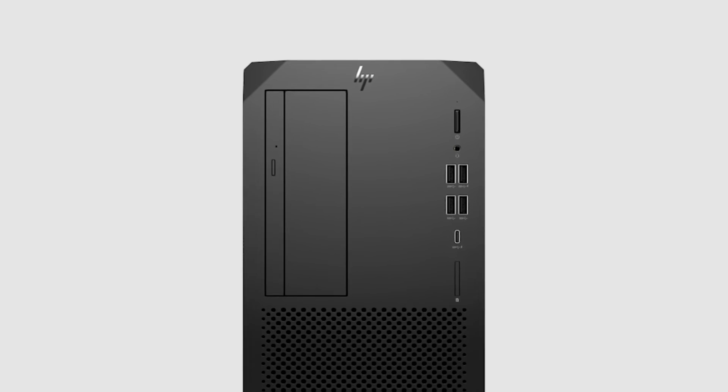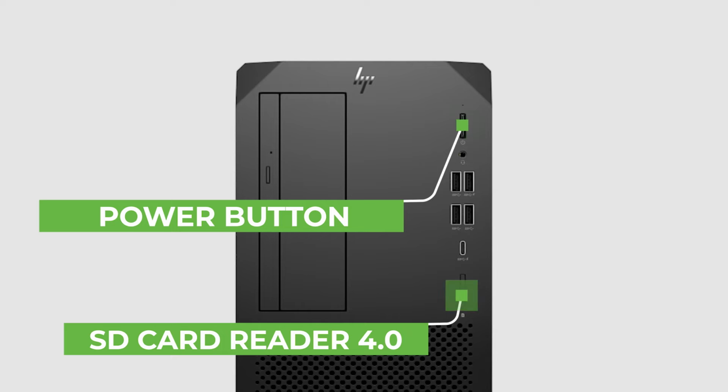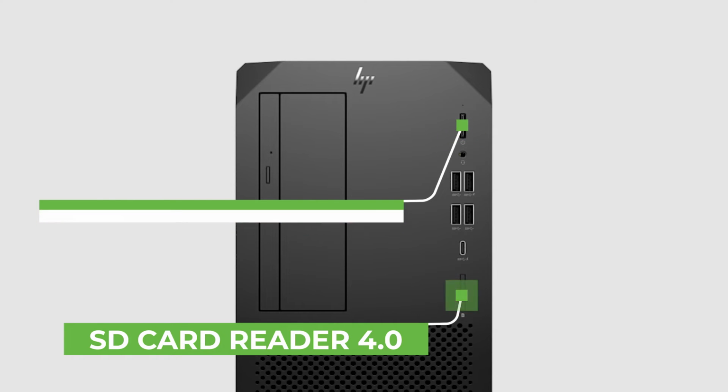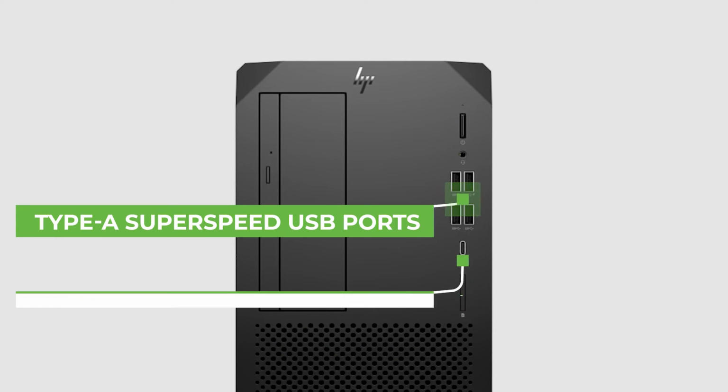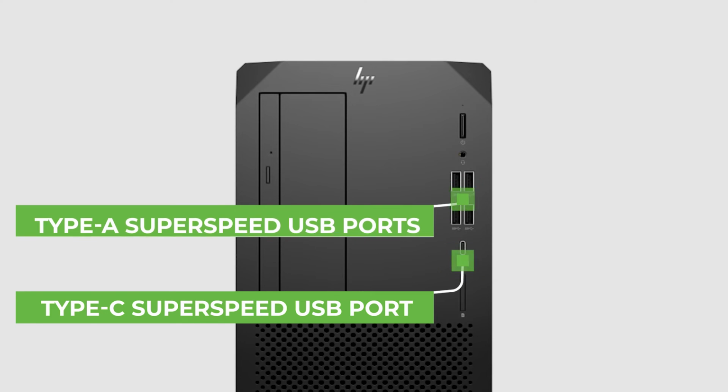Next, on the front of your workstation, you'll find the power button at the top right, an SD card reader, four Type-A SuperSpeed USB ports, and finally, one Type-C SuperSpeed USB port.